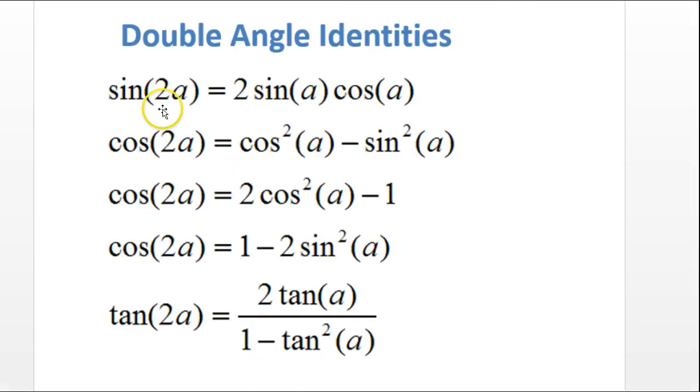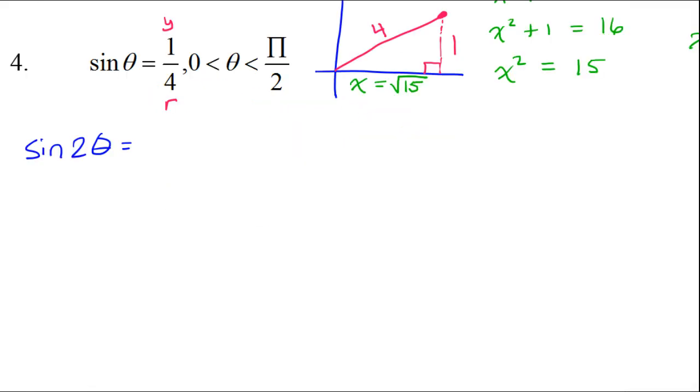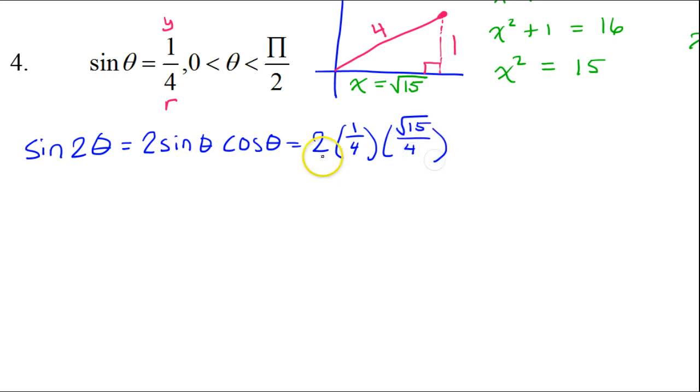Alright, according to the formula, sine of 2 theta will equal 2 sine cosine. So this should equal 2 sine cosine. So that's going to be 2 times sine, which is 1/4. That was given to us in the first place. Cosine is x over r, so that'll be radical 15 over 4. Okay, so that is going to be 2 radical 15 over 16, right?